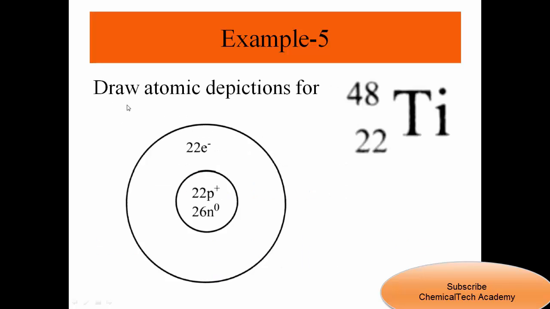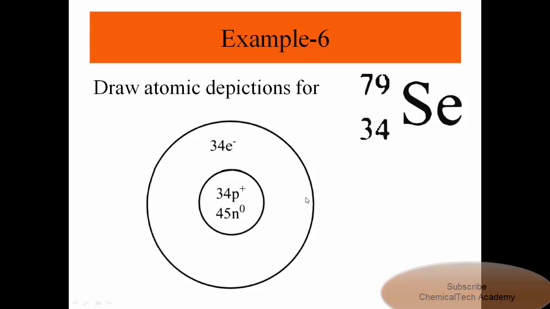Next example, draw an atomic depiction for titanium. For titanium we have 22, which is the atomic number, and 48 is the atomic mass. 22 means that the number of protons in the nucleus and the number of electrons are 22. For finding the number of neutrons, 48 minus 22 is going to give us 26. So we have 26 neutrons here.